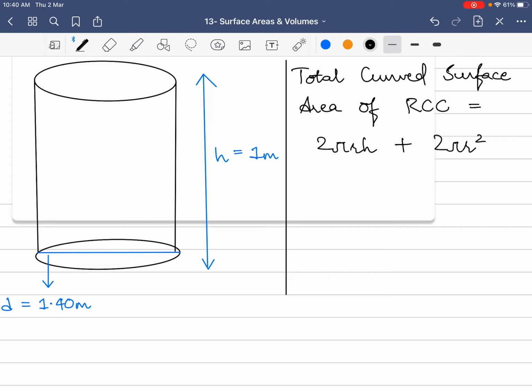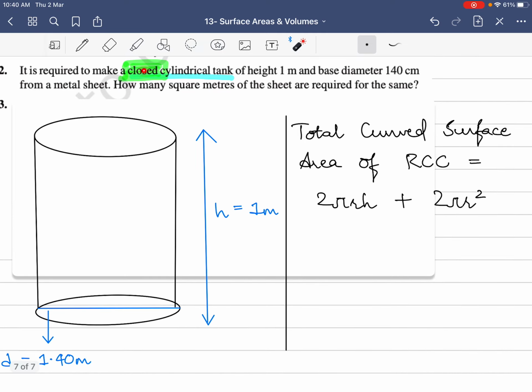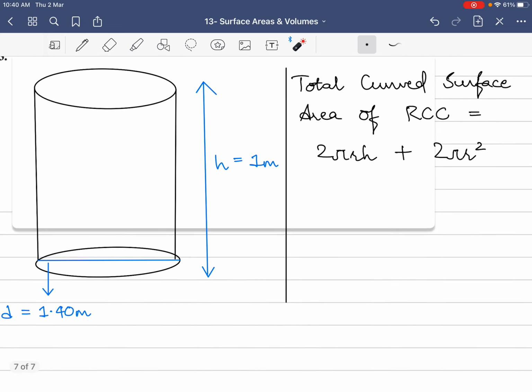So this is the formula for the total surface area of RCC, right circular cylinder, and that is exactly what the question is asking us, because it's a closed cylindrical tank. If it was an open cylindrical tank, then we will take only the base pi r square, and we will not take the top pi r square. So this will be just pi r square, not 2 pi r square. Depending on the question, the formula will change, so be alert, be a little bit cautious about that. Now we know this is the formula to be used.